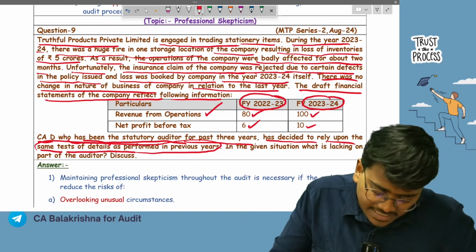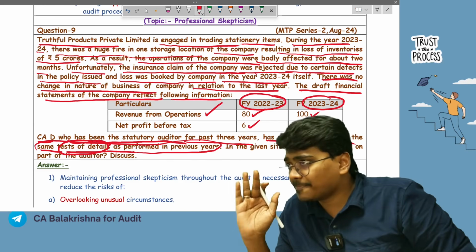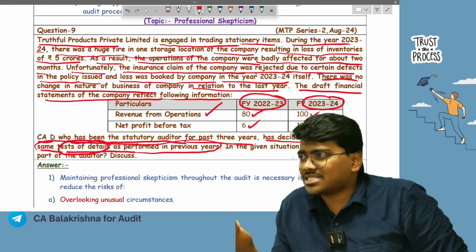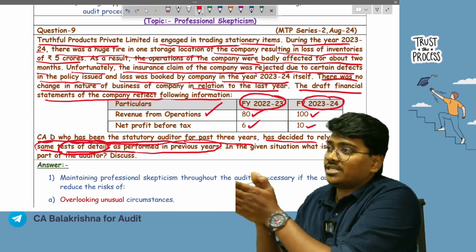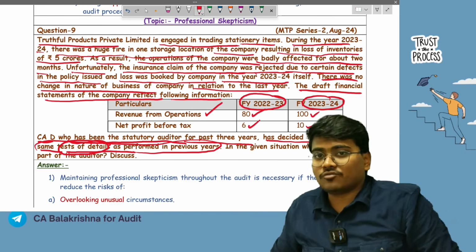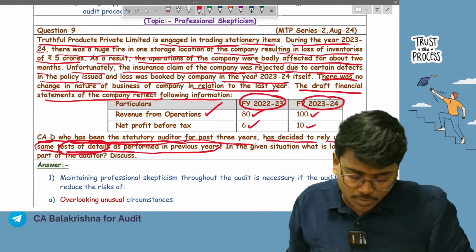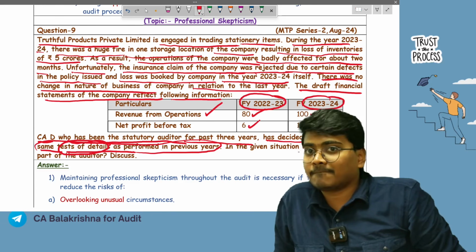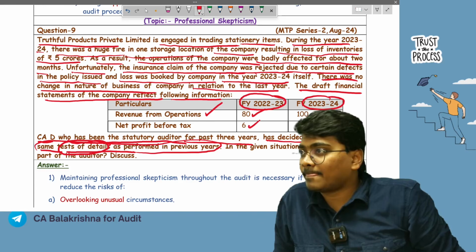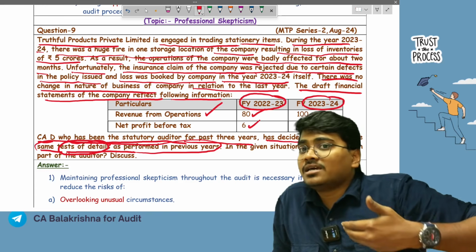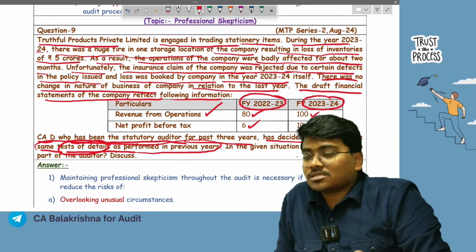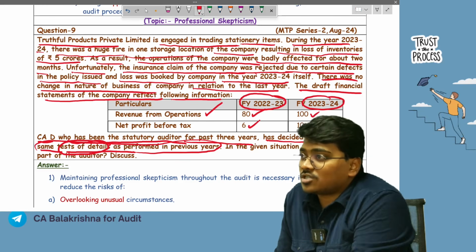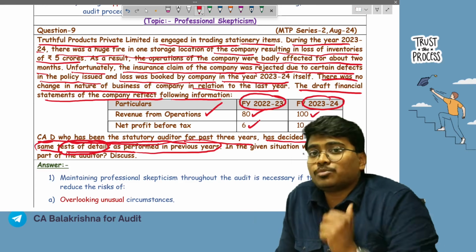Test of details, we will discuss that in the SA 500 series. What is meant by test of details? It is basically an audit procedure that you will perform. So he decided not to perform test of details this year. I will use last year's test of details only. So obviously in the given situation he is lacking. Why? Because he decided to rely on the previous year's test of details only. He doesn't want to perform test of details again in the current year. So he is lacking professional skepticism.